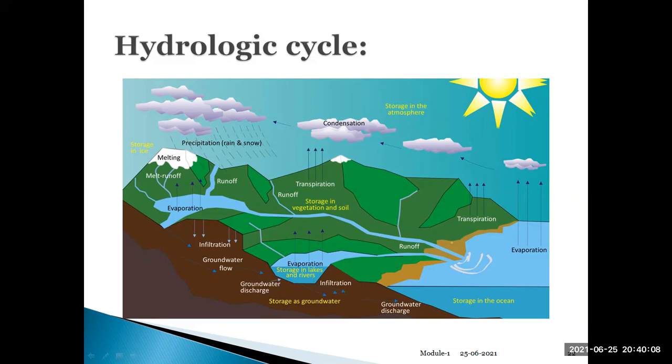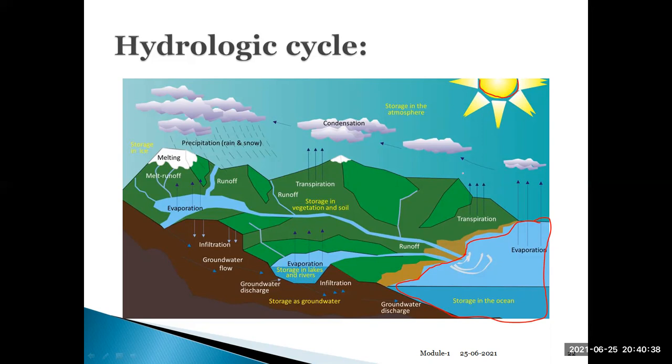There is no proper start for the hydrological cycle, but we always assume the hydrological cycle starts from the ocean, because the ocean contains a large quantity of water. So we assume the ocean is the start of the hydrological cycle, and the sun, or solar energy, is the energy which drives the hydrological cycle.